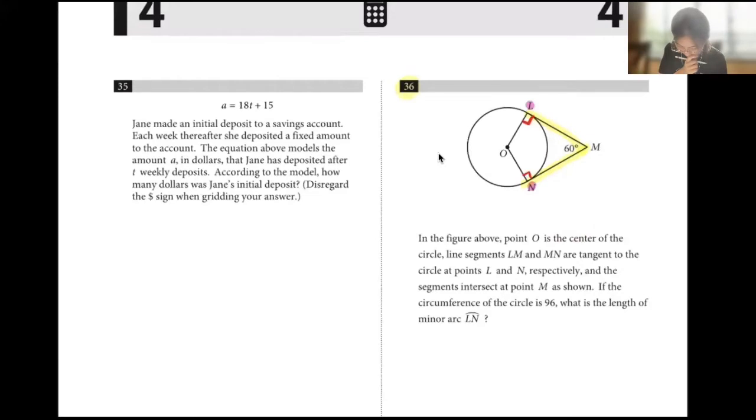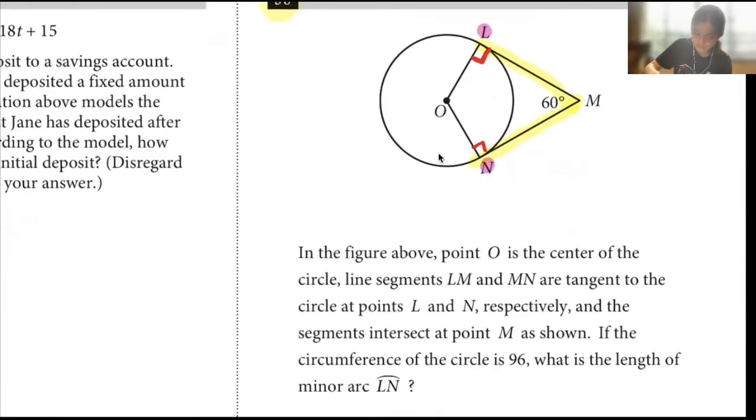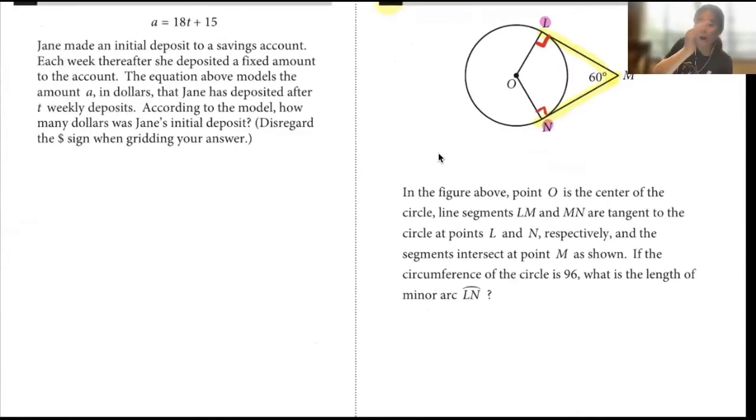Now, what is the length of minor arc LN? The arc LN is showing where it begins and where it ends. The arc is talking about this. This is the arc. So it's on the circle, the arc.